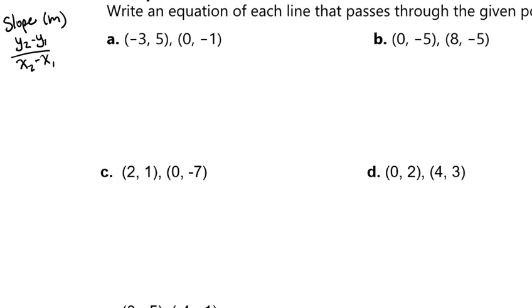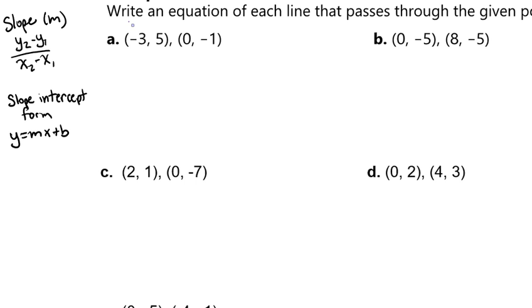The other thing we want to remember is that since we're going to write the equations of these lines, we're going to write them in slope-intercept form, which is y equals mx plus b. So we need to keep that in mind. With that, let's do letter A and see how it all works out. We're going to begin by labeling our points.